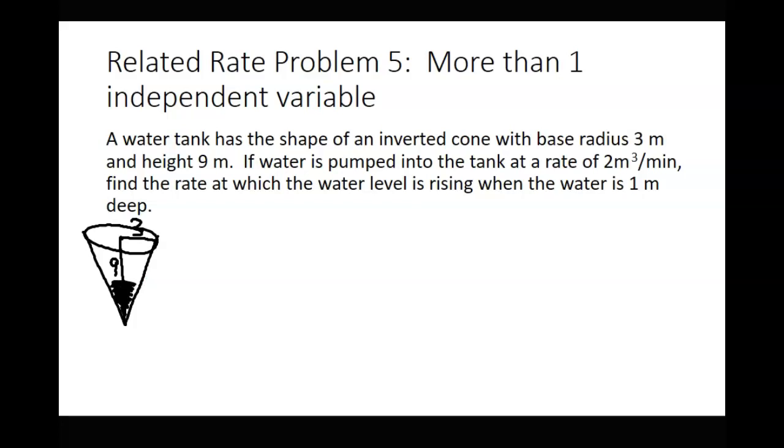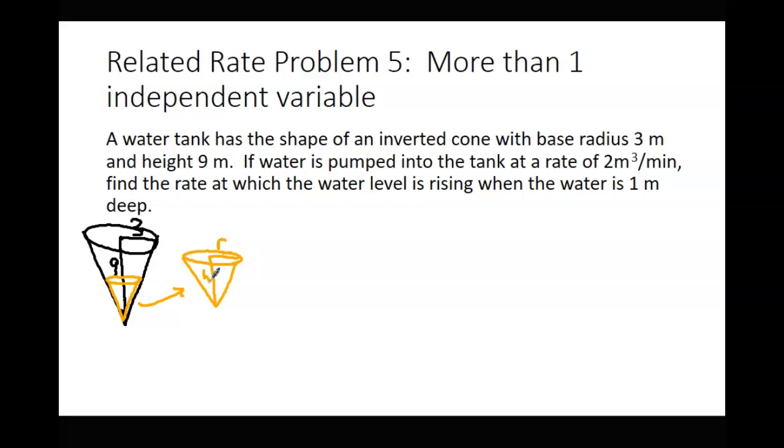Now, this is a little bit, once again, different. So just exposing you guys to some ideas here. So here's what's happening. What is changing is the amount of water in the tank, right? That's what's changing. And that creates a little miniature cone. And that little miniature cone also has a radius, but it's a changing radius, isn't it? As it goes up, it gets more, right? And it also has a height, but that's also a changing value, isn't it?